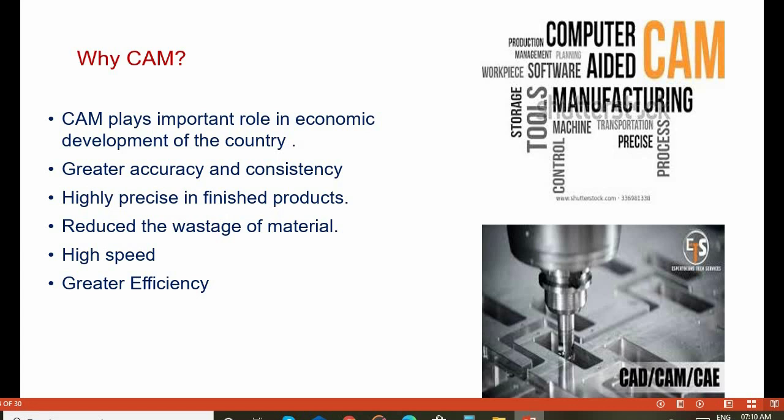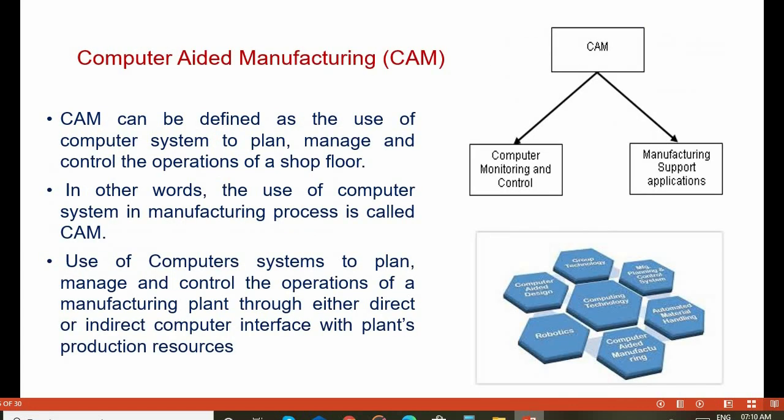It reduces the wastage of materials, so the wastage of material is reduced and the cost of production is also reduced. It has high speed; the manufacturing speed is high. It gives greater efficiency. Computer-aided manufacturing provides greater efficiency. What is computer-aided manufacturing?